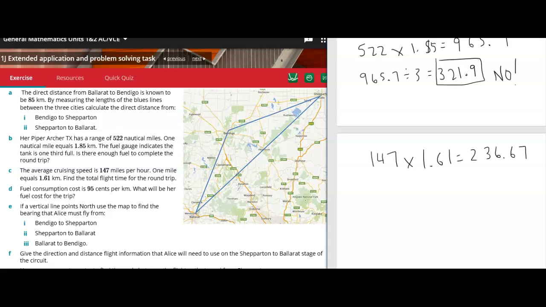So 236.67 per hour. So that's the speed.